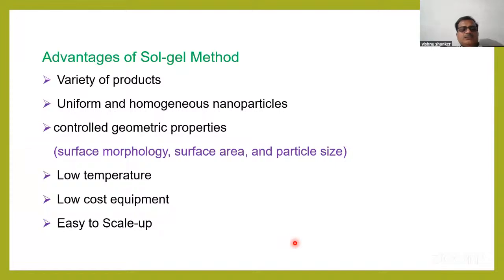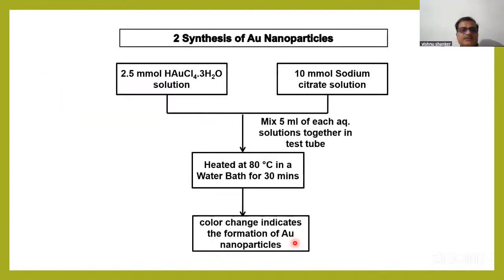This is a low-temperature method, and it does not require very costly equipment. One more advantage is that you can scale it up, right? That's why industry also uses this method very much. This is another process given here, which you can use for the synthesis of gold nanoparticles by the sol-gel method.